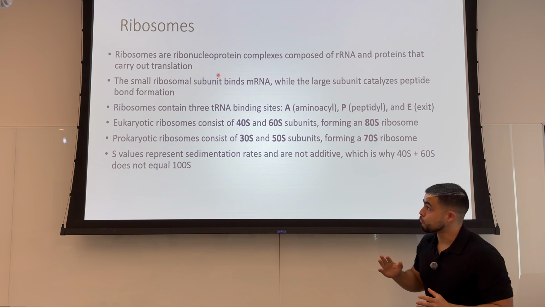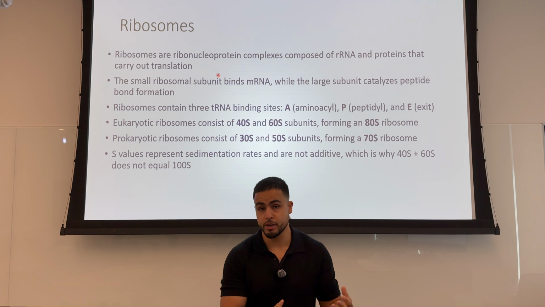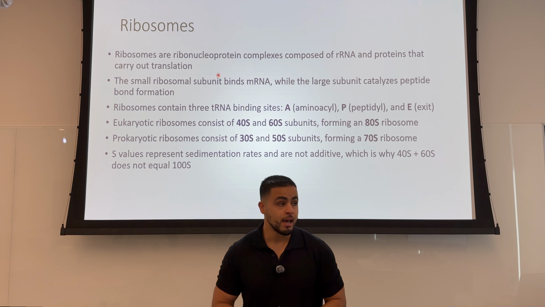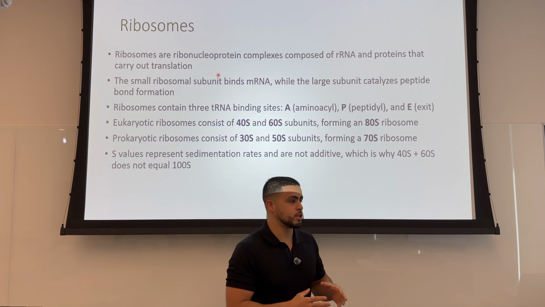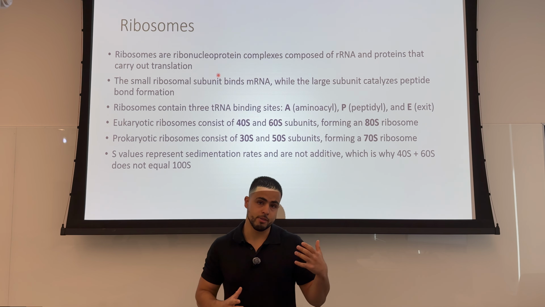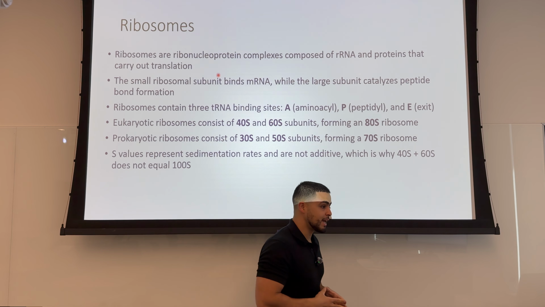Eukaryotic ribosomes are formed from a 40S and a 60S subunit. So the 40S is the small one, and the 60S is obviously the large one. And when they combine, they form the 80S ribosome, whereas prokaryotic ribosomes are formed from the 30S and 50S, and when they combine, they form the 70S ribosome.